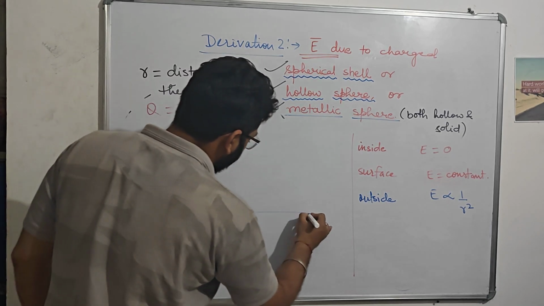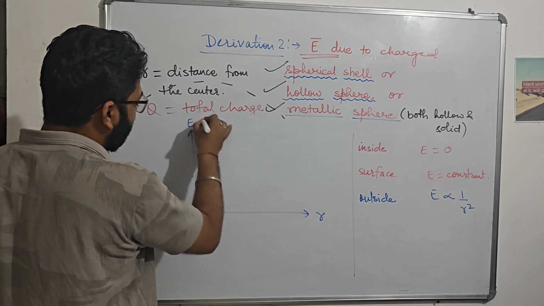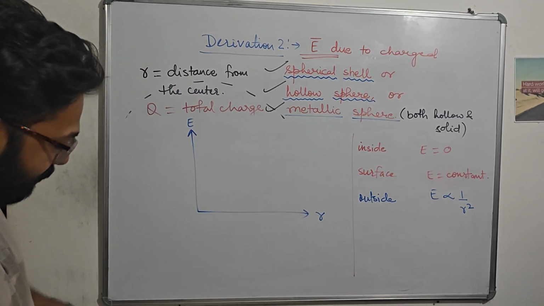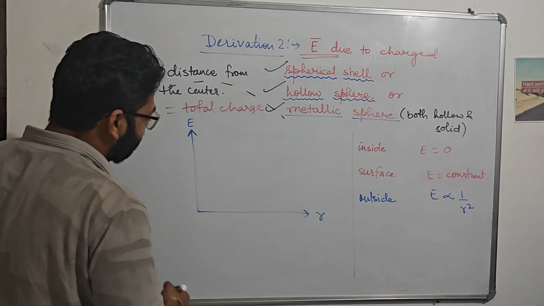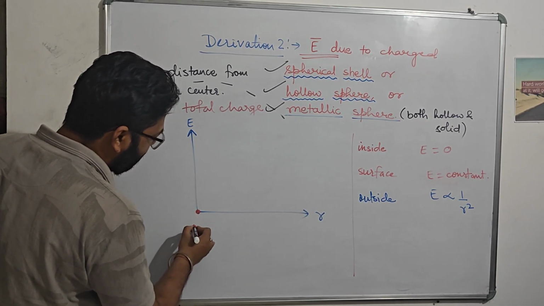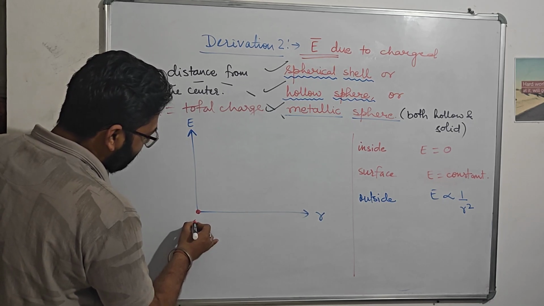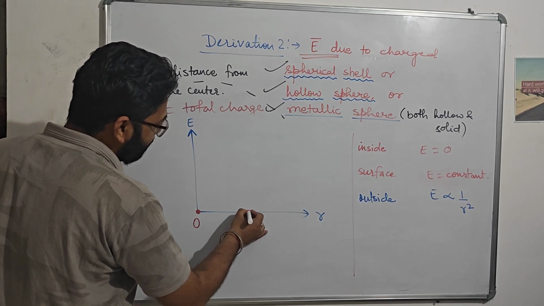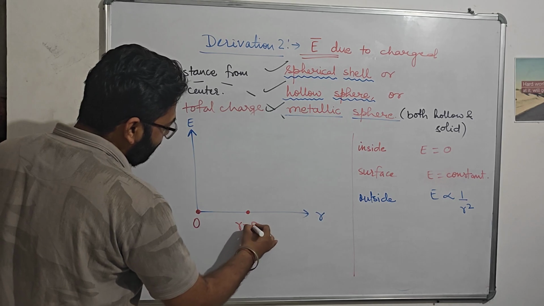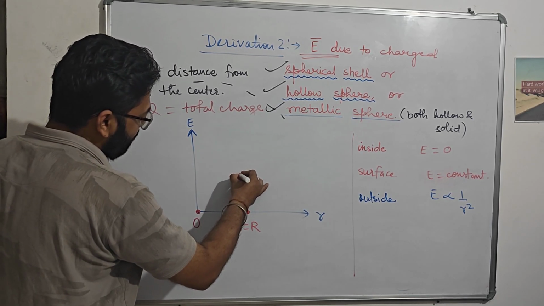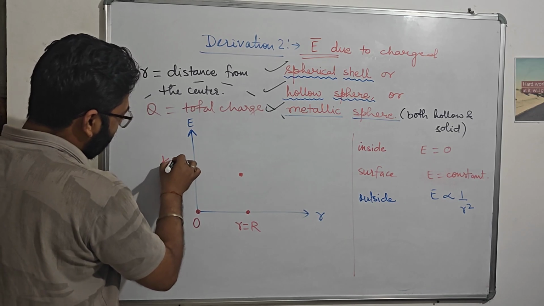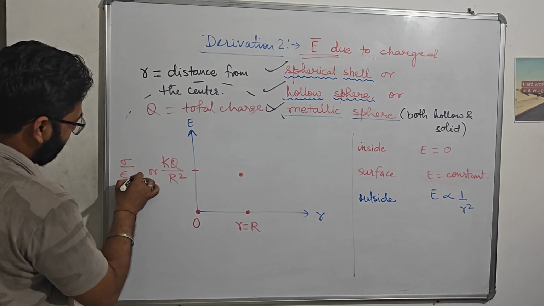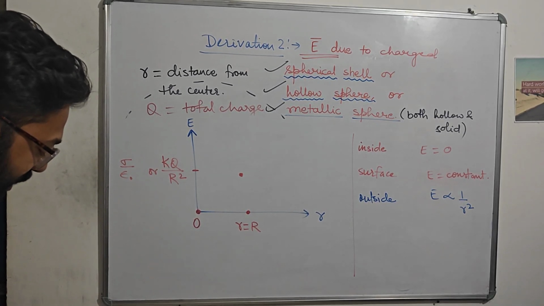So let us try to make the graph. The graph looks simple like this. This is electric field and this is small r. And what was small r? Distance from the center. Let us consider O the origin, and here let us say the distance is equal to the radius, and this is the value of electric field at that time, kq by capital R square, or it can be written as sigma by epsilon naught. Both are the same expressions.